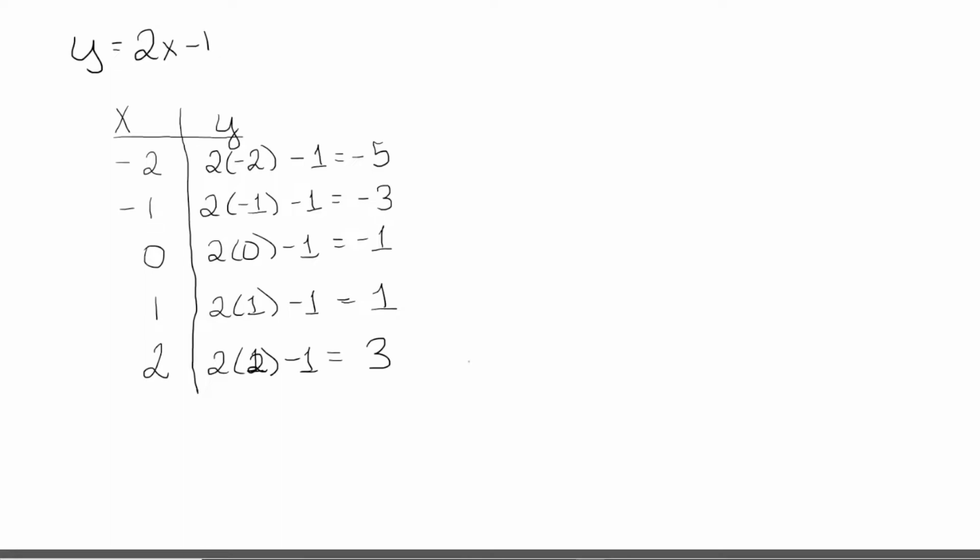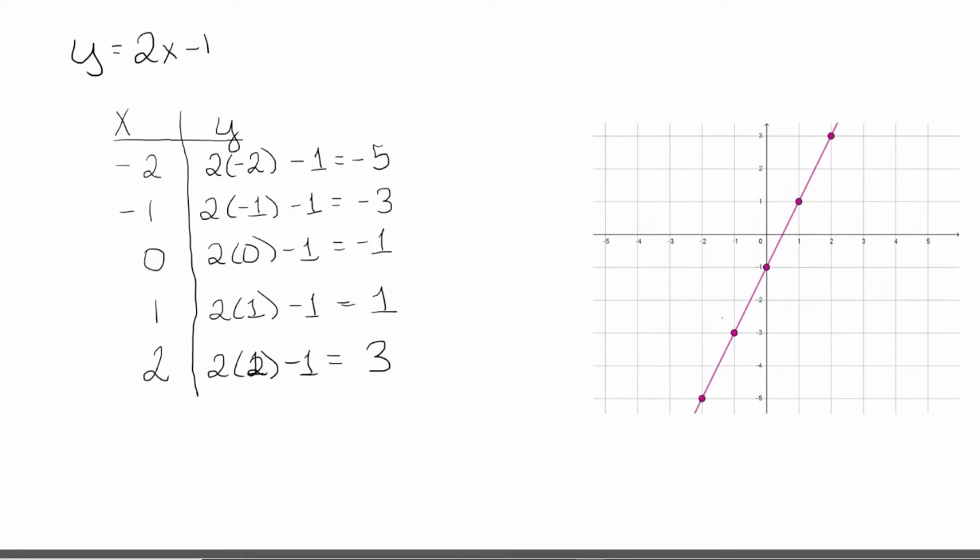We then need to plot these points and connect the dots. When we do, it looks like this graph here. We have our first point, x is -2 and y is -5. We then have that when x is -1, y is -3. When x is 0, y is -1. When x is 1, y is 1. And when x is 2, y is 3. And we connected the dots to get this line.